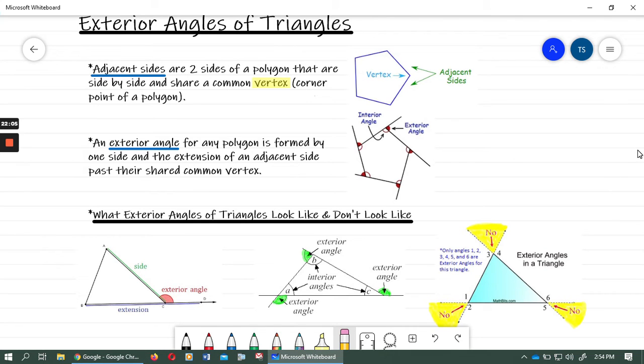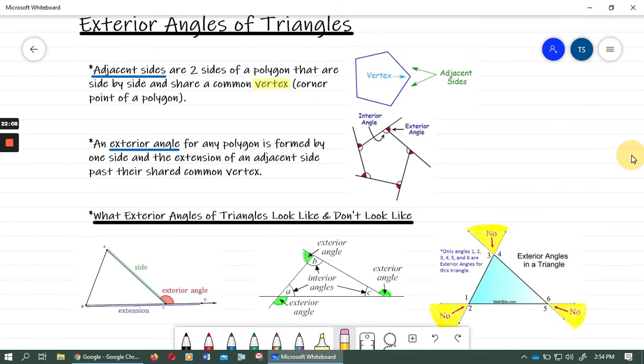Alrighty, so that's that. We're going to move on and we're going to look at what types of relationships exterior angles of triangles have, and the theorems that go along with that, okay? Next up.